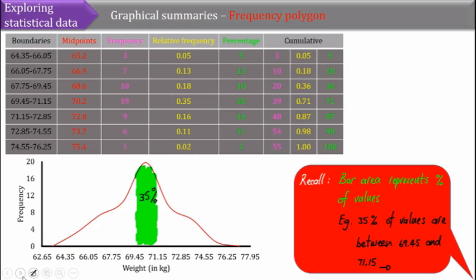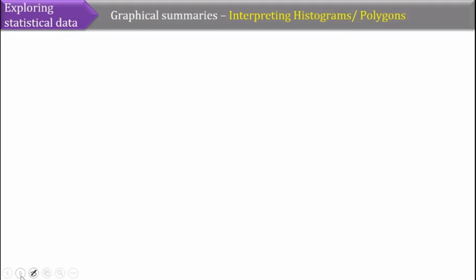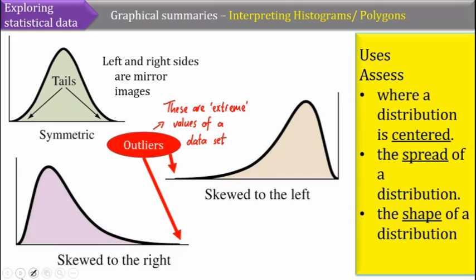If I were to revert to my frequency polygon, it'll be exactly the same situation. The area under the curve gives us our percentage of values that fall within a specific group or a specific class. Now, it was mentioned that the advantages of a frequency polygon and histogram is so that we can detect patterns in the data set, and that's one of the main purposes.